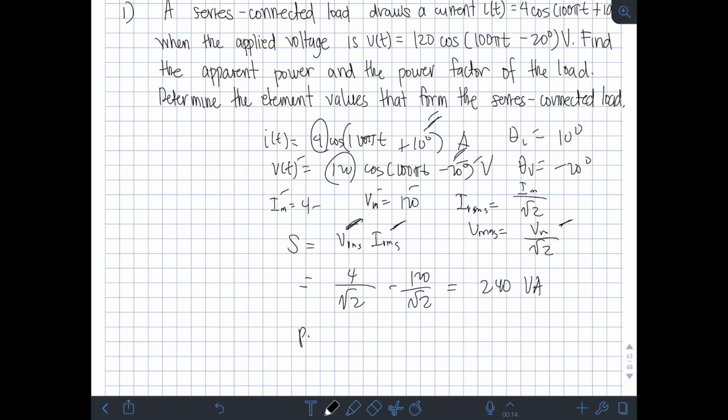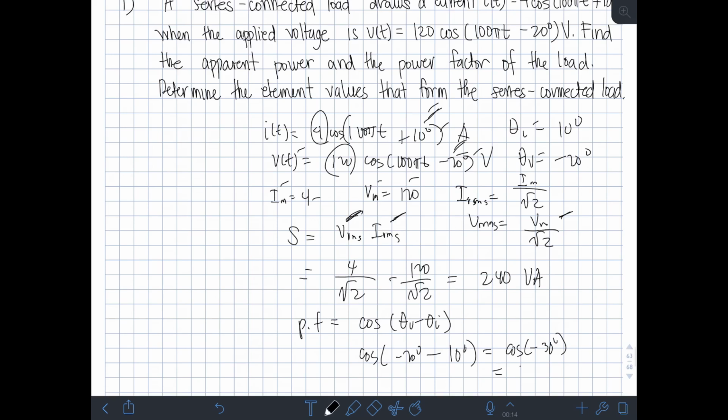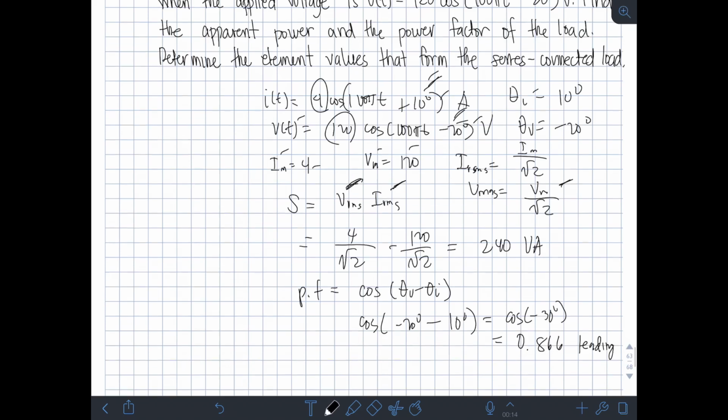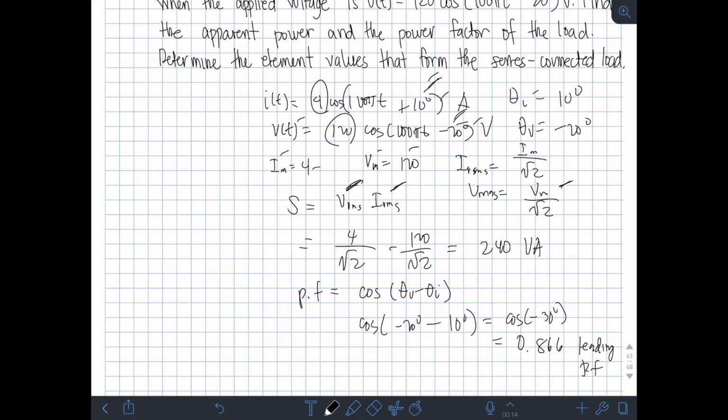So, pwede nating mahanap yung power factor as equal dun sa cosine ng phase difference, right? So, theta V minus theta I. So, cosine ng ano yung theta V, negative 20 degree, minus ano yung theta I, 10 degree. So, we have cosine of negative 30 degree. So, using calculator, ilan ito? 0.866. So, dahil capacitive nga, leading power factor. Okay? So, ito yung power factor natin tsaka apparent power.